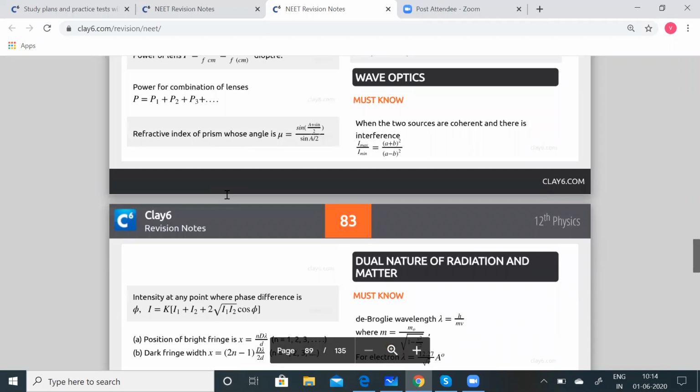Next is wave optics. These two lessons are very, very important, children. They have a weightage of 4%, so you can expect at least 2 questions from this particular lesson. It is a very important lesson you have to know.